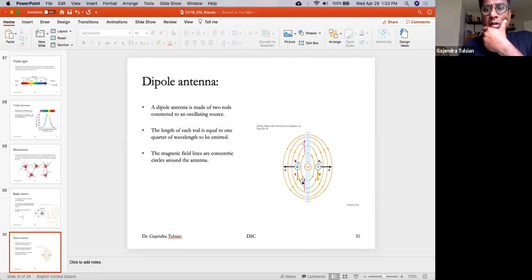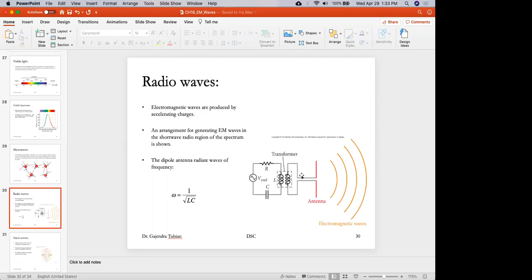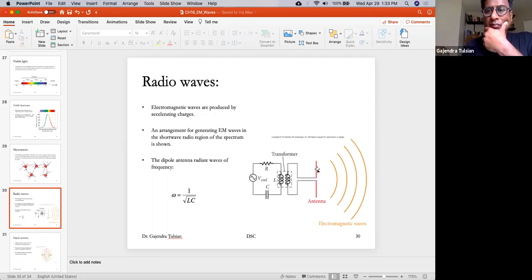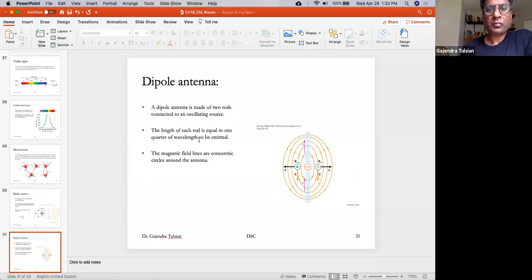So this is a dipole antenna. And to radiate most efficiently, the length of each rod has to be 1/4 the length of the wavelength. Okay. So the length of each rod is equal to 1/4 the wavelength of the emitted radiation.